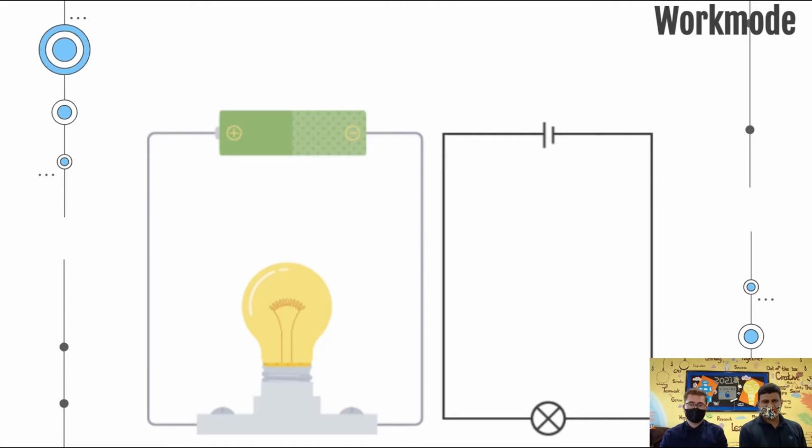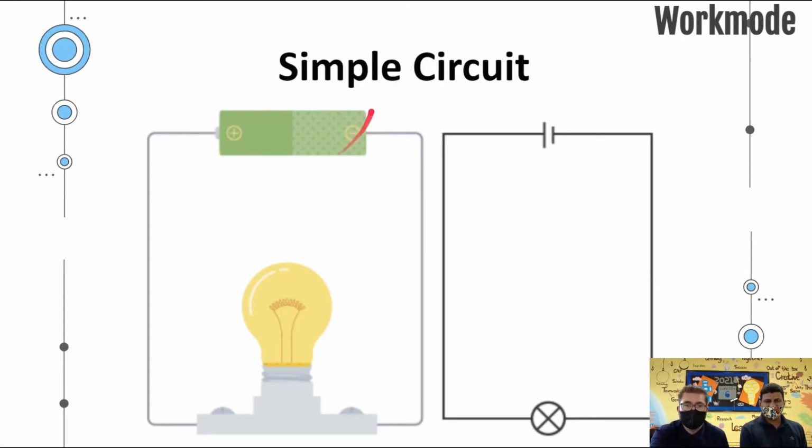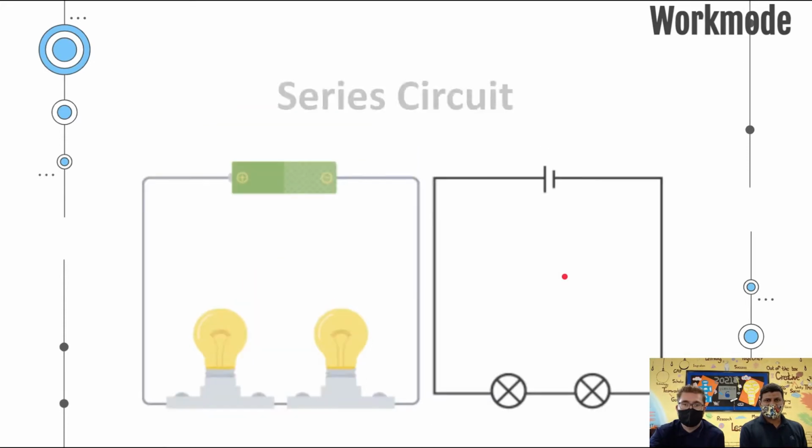Okay, welcome back. So just from the video, you realized what a simple circuit was. You have a battery and a bulb, and they are connected with a wire. So this is your simple circuit. Going next, this is your series circuit. As you can see, the two bulbs are connected directly to the battery, and they are connected next to each other. So that is a series circuit.